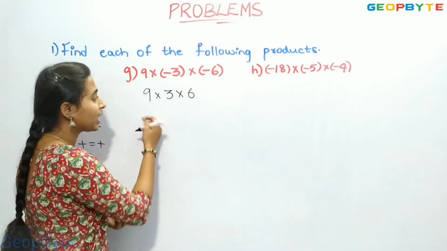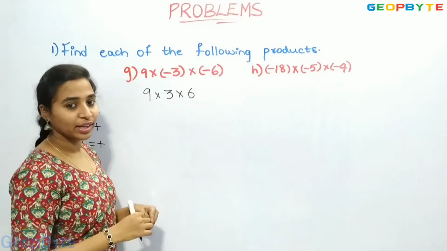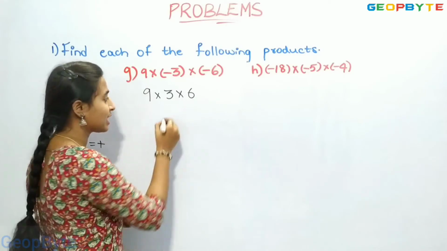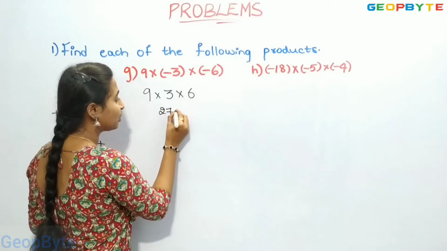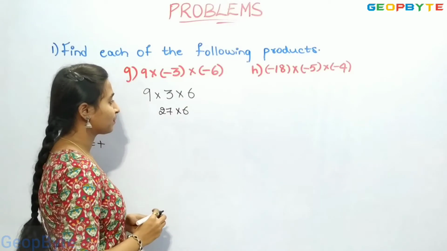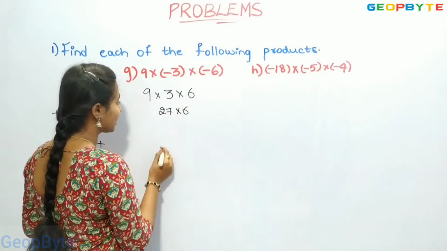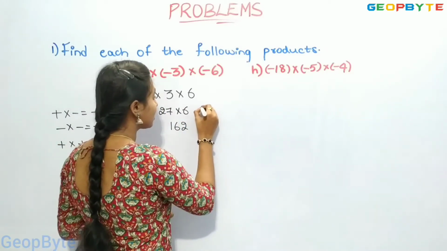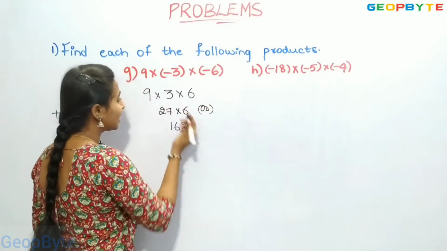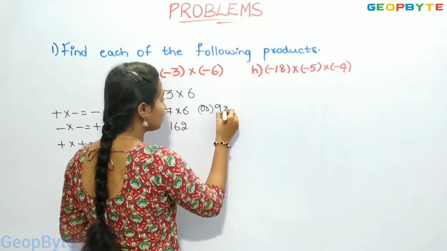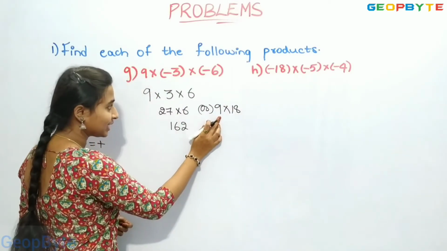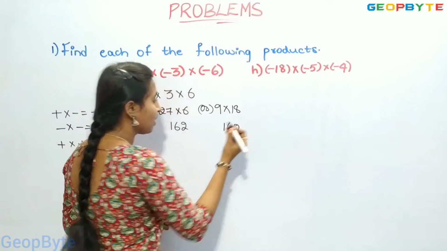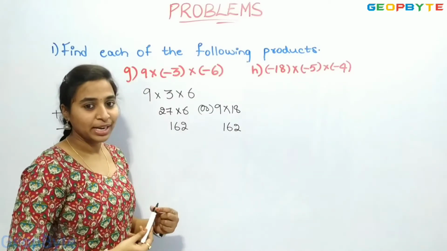Now we can multiply these numbers in any order, right? Now let us multiply. 9 threes are 27. The leftover number is 6, right? 27 sixes are 162. You can also multiply this like 6 threes are 18. Write 9 as it is. 9 into 18, 162. There is no order for multiplication.